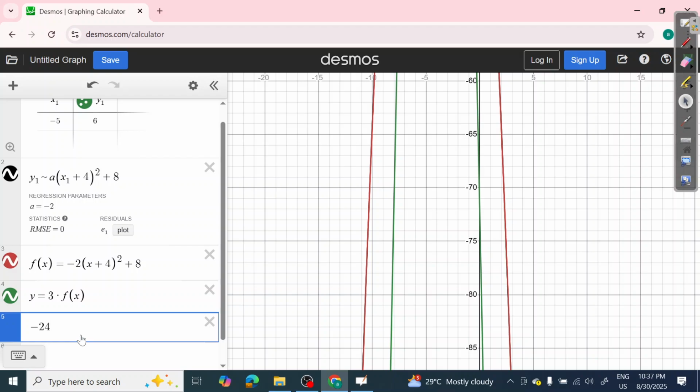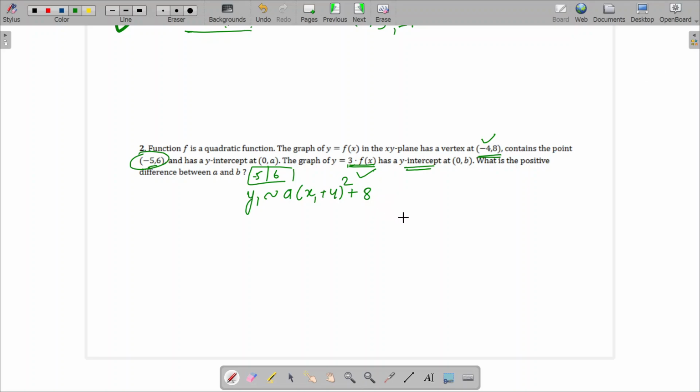Negative negative makes positive, then 72. Positive difference is 48. That's how you have to do. You can even take the screenshot of this because I'm very sure just by looking at the question you won't get it. You have to do it once again by your own.